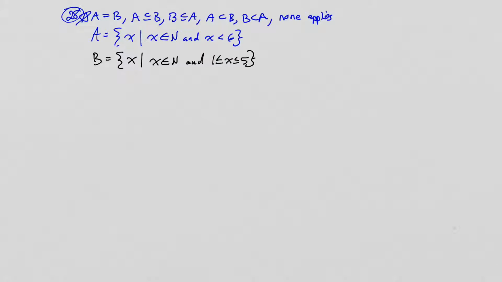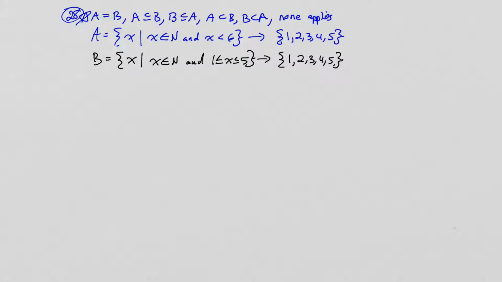Okay, so the first set is basically natural numbers that start at 1, and it's less than 6, so we're going to go to 5. And set B, natural numbers start with 1, and it's also going to go to 5 in this case. Okay, so these are the same exact sets.